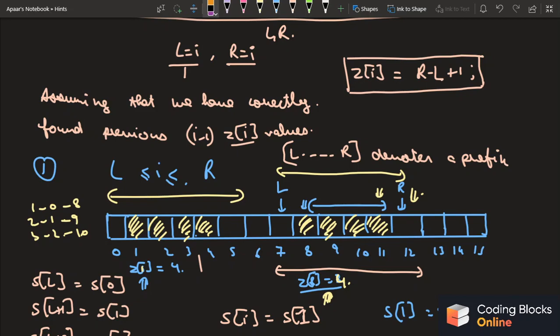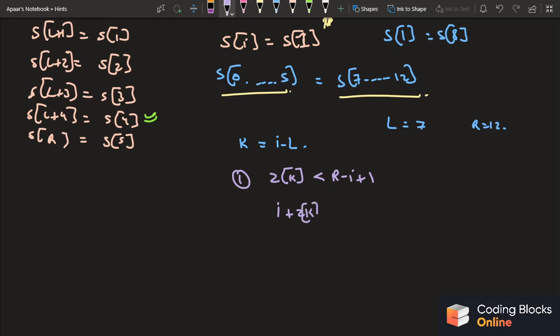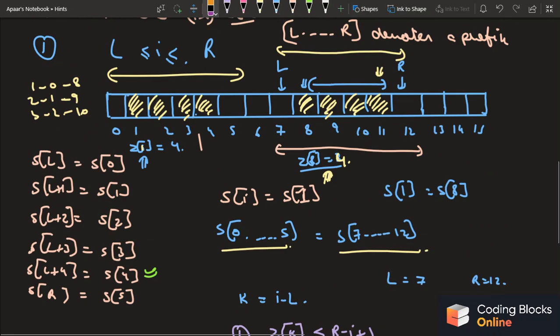Okay, so this was the first case over here. Let me phrase it easily, taking everything on LHS and RHS: if Zk is less than R minus i plus 1, right? So that's what I wrote there, i plus Zk minus 1. So what is i plus Zk minus 1? It is the index: if I start from i and take the length of Zk, where will that substring end, right? If it ends somewhere before R, what does this mean?